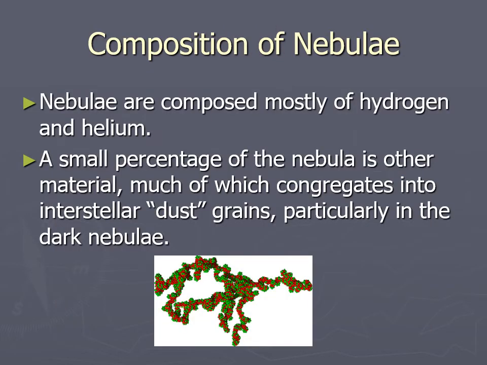Well, most of it is hydrogen. 90% of it is hydrogen. Over 9% of it is helium. Only less than 1% is typically anything else. And that other stuff is things like carbon and iron and oxygen and silicon and things of this sort. Basically, the basic stuff that makes up most of the solar system.